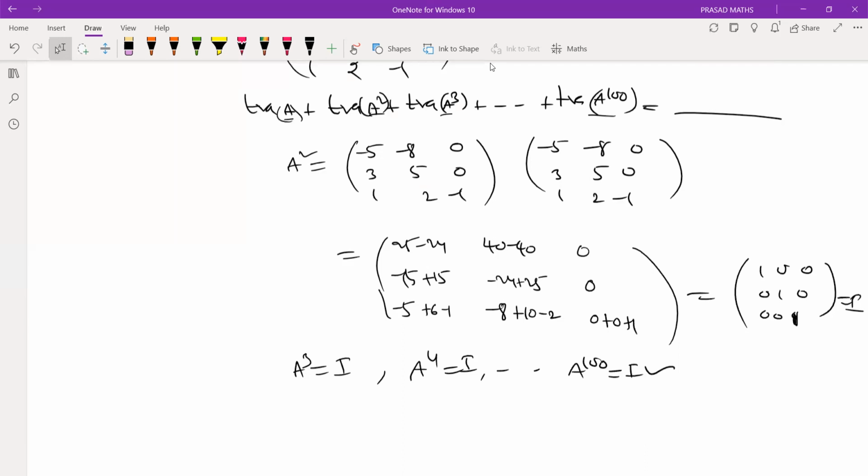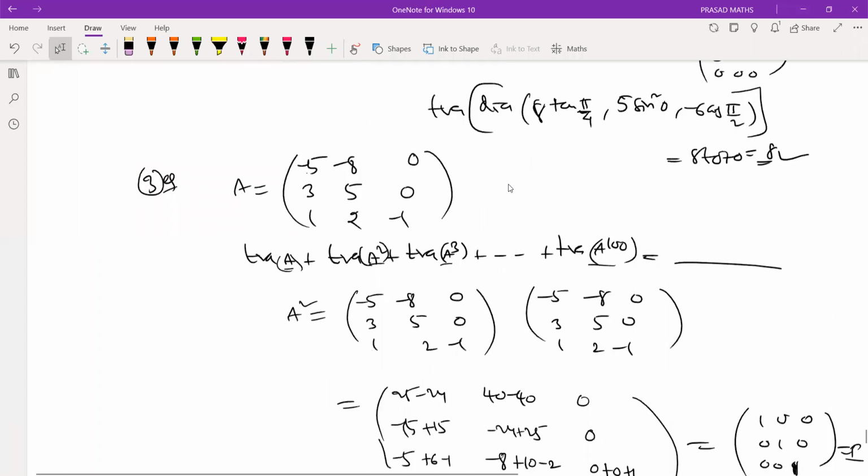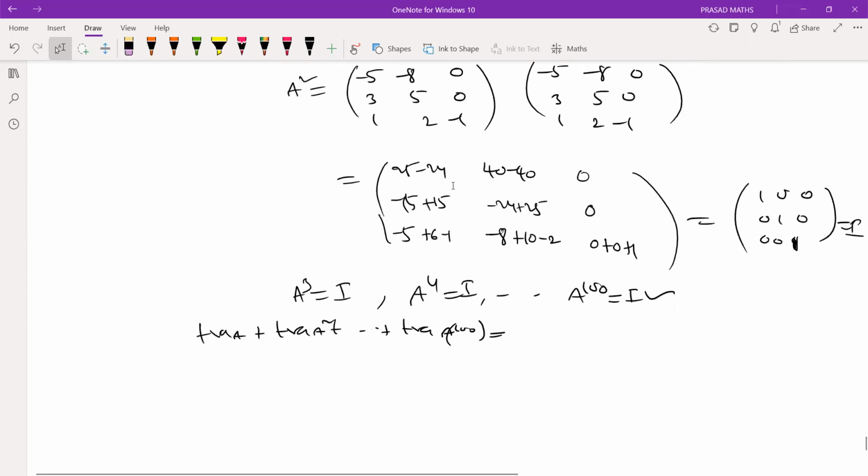Therefore, what is the trace of A? Now tell me, trace of A, trace of A square, trace of A power 100. Trace of A is nothing but -5 plus 5 plus -1. That is -1. So trace of A is -1. What is the trace of A square? A square is the identity matrix, therefore trace of A square is 3.